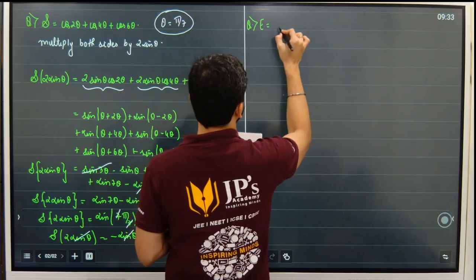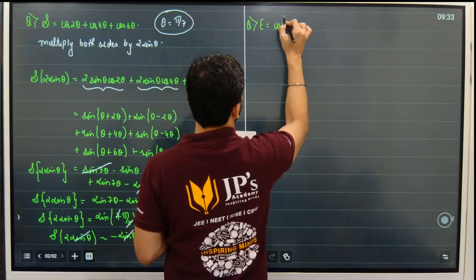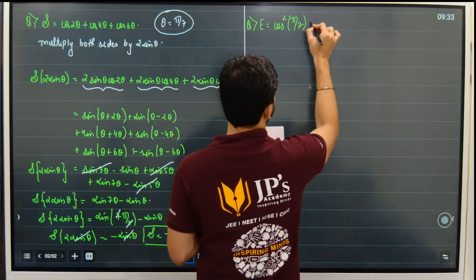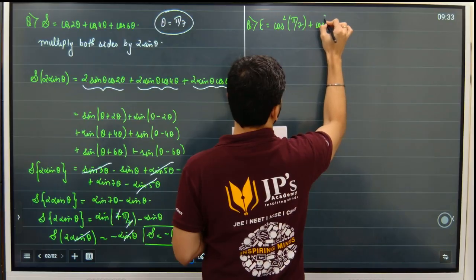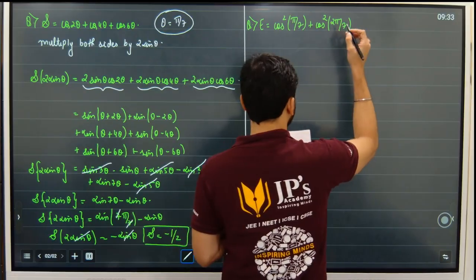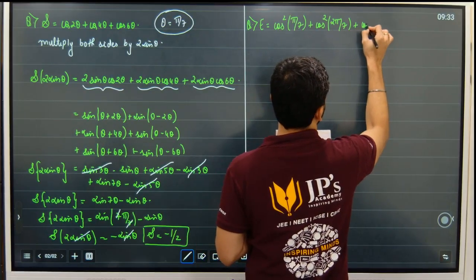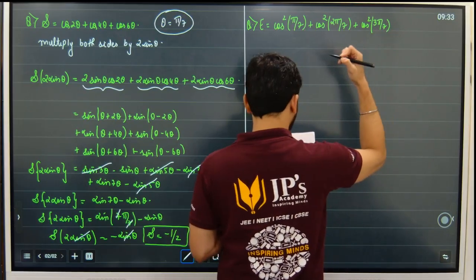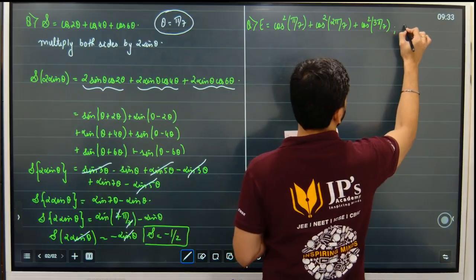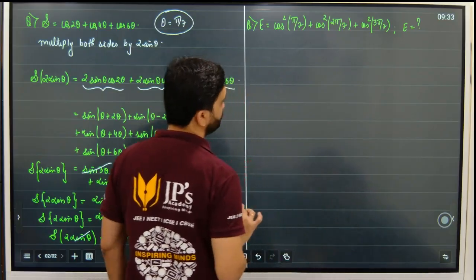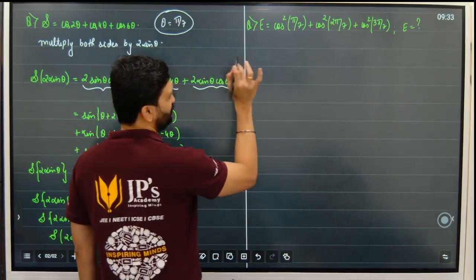E is equal to cos square pi by 7 plus cos square 2 pi by 7 plus cos square 3 pi by 7. Then E is equal to question mark. Okay, let's simplify this.